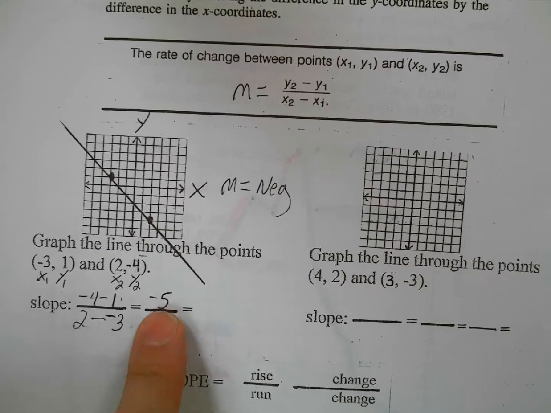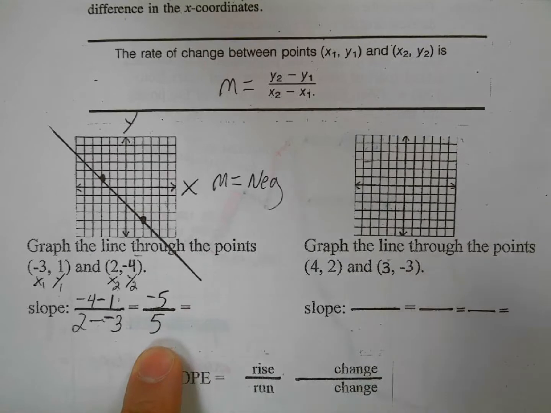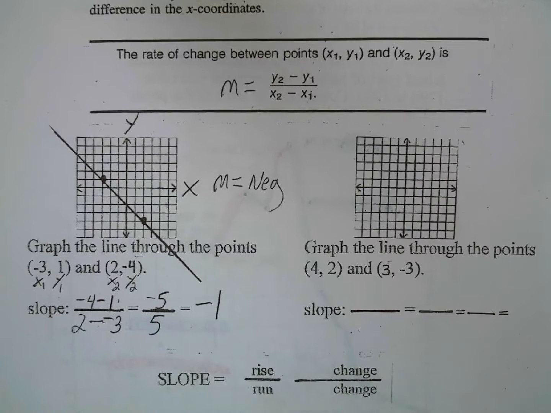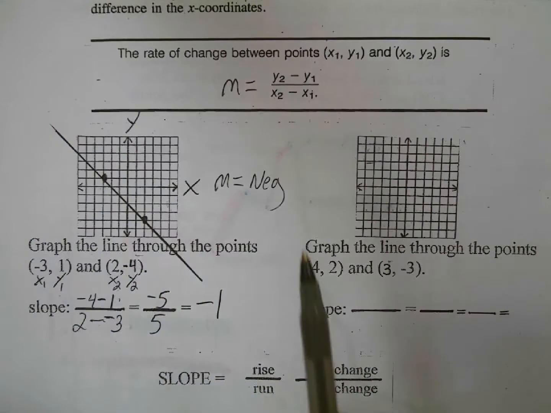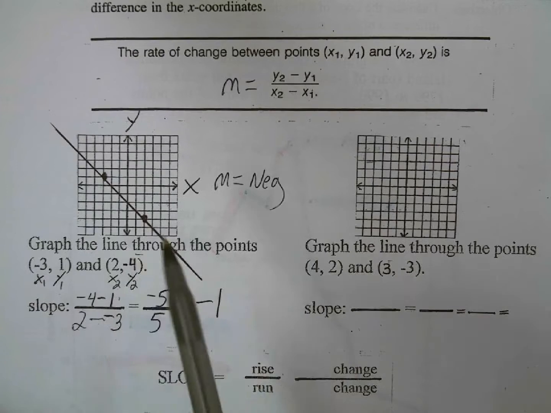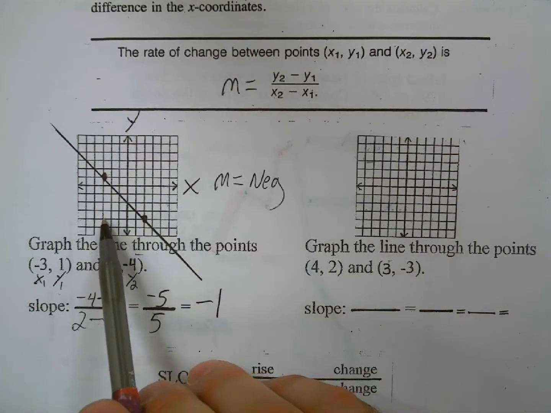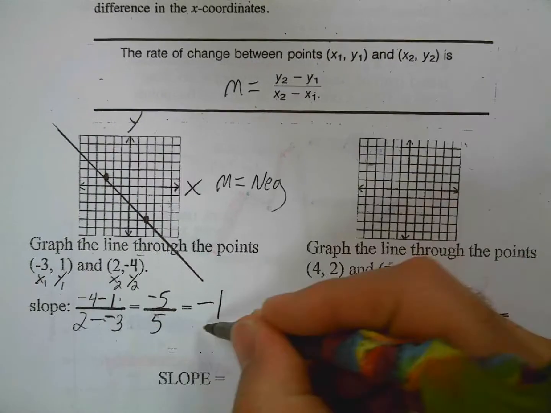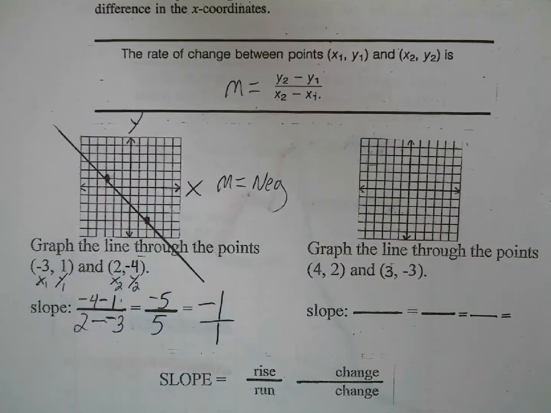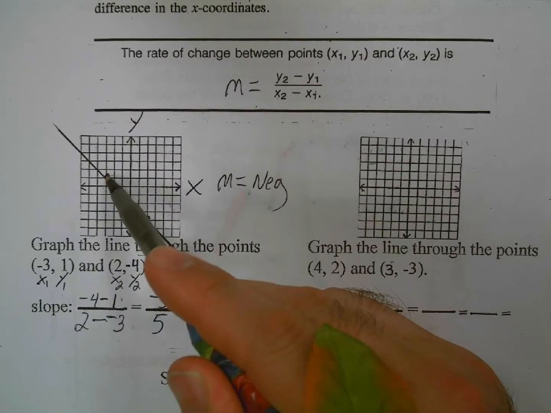Now I got -5 divided by 5. What is -5 divided by 5? -1. So my slope is -1, or I'm going to go down 5, run 5. So rise down 5, because it's negative. I'm rising down 5 and running over 5. Or I can put a 1 under there, under my slope. It doesn't change much. But I got my down 1 over 1.